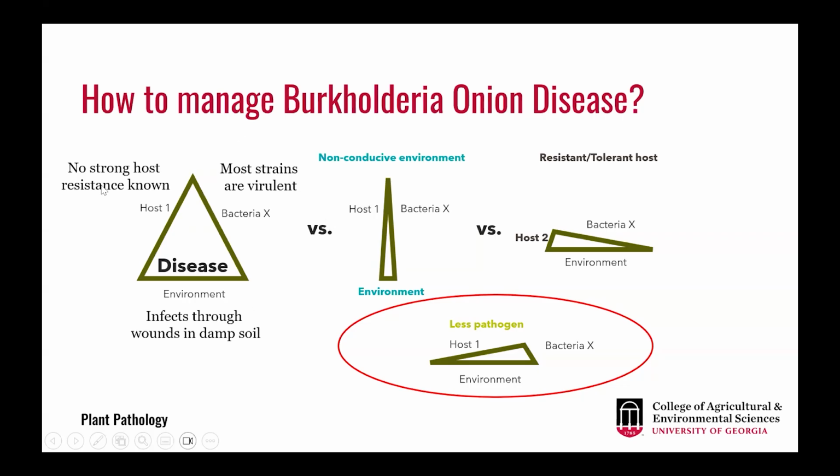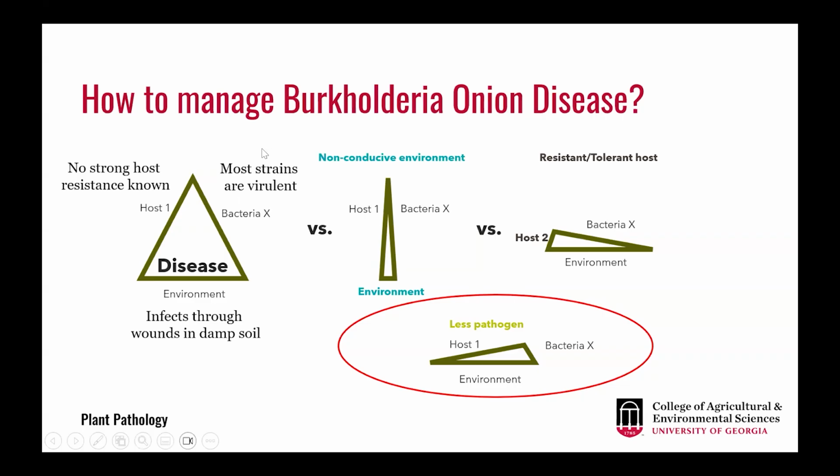Unfortunately, while there's some evidence of host resistance in the onion, we don't have great evidence that we've got really strong resistance out there in the onions that are available. And it infects through wounds and damp soil, so it's also hard to control the environment. You can do it to some degree, but for the most part, you're at the whims of whatever the weather brings your way. And again, most of the strains of Burkholderia are virulent.